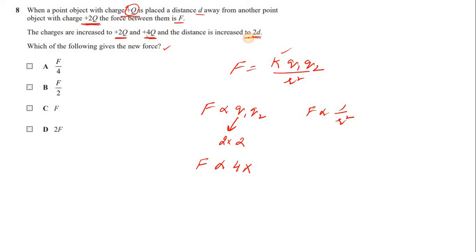And the distance is also doubled. If the distance is doubled, then force is proportional to 1 upon 2d squared, meaning 4r squared or 4d squared, so 1 upon 4. So the force will be 1/4. Now because these have to be multiplied, Q1 Q2 and 1 upon r squared, you need to multiply. So 4 times 1 upon 4, the 4s cancel, is equal to 1. That means there is no change in force. So the option is the same as previous, which is C.